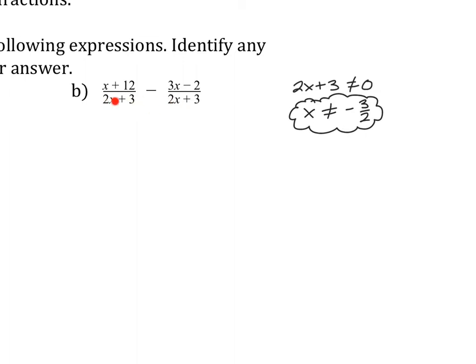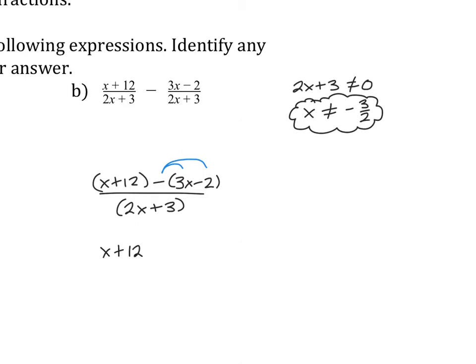And again, for this one, since the denominators are the same, we are ready to subtract. So we get a single expression over 2x plus 3. And we have x plus 12 minus 3x minus 2. And then the important thing to remember here is when you're subtracting a polynomial, you need to be careful that you distribute that negative, or that you're actually subtracting every term in the second polynomial. So this is actually x plus 12 minus 3x plus 2 over 2x plus 3.